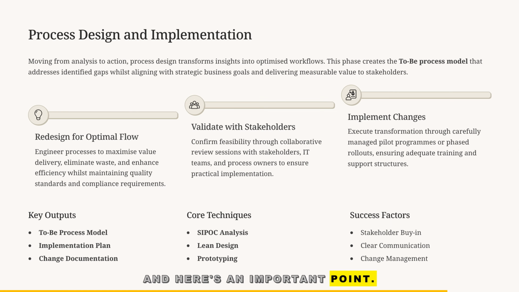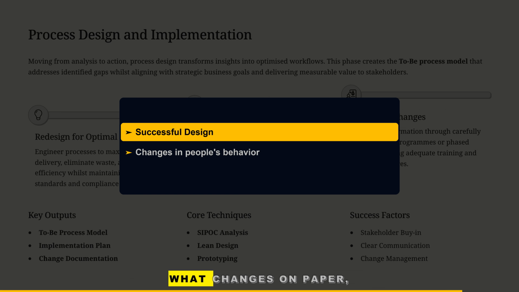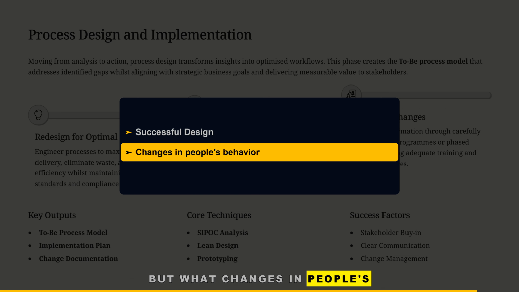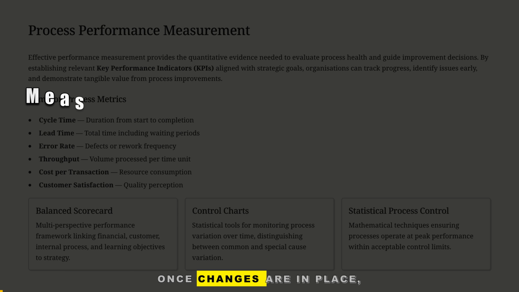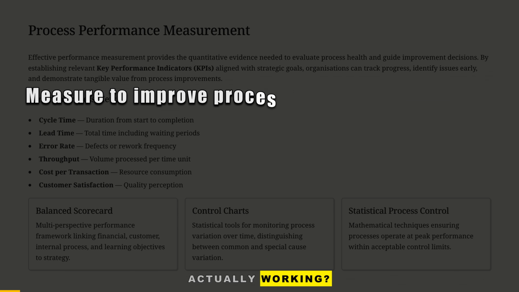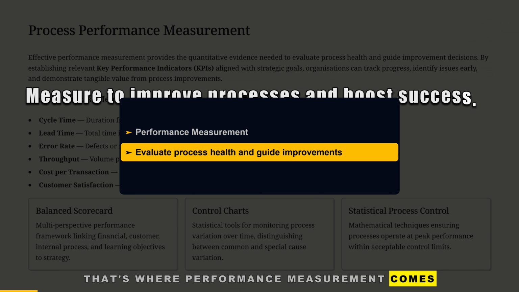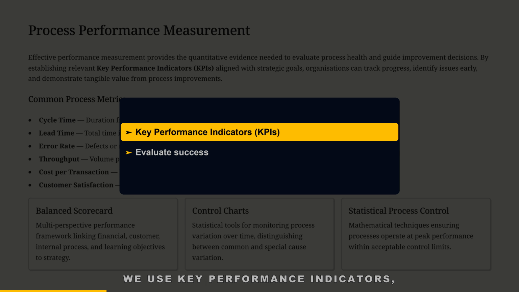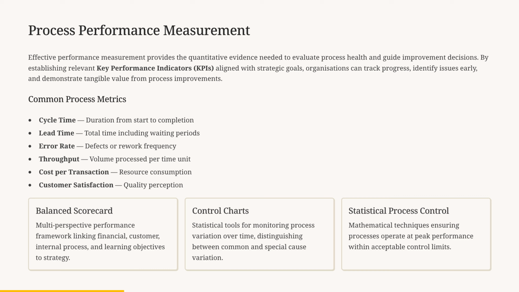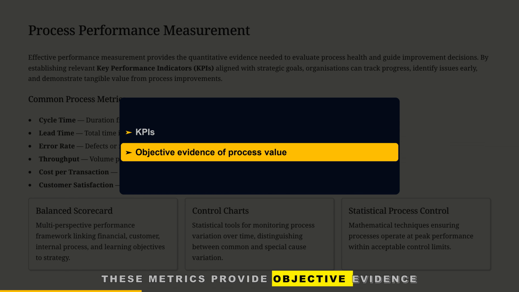And here's an important point. Successful design isn't just about what changes on paper, but what changes in people's behavior. That's where your communication and facilitation skills as a BA truly shine. Once changes are in place, how do we know they're actually working? That's where performance measurement comes in. You can think of this stage as holding up a mirror to your process. It reflects back the results of your improvements. We use key performance indicators, or KPIs, to evaluate success. These metrics provide objective evidence of whether your process is delivering value.